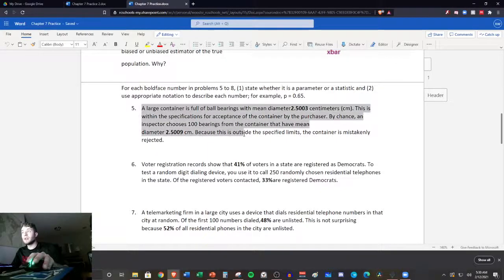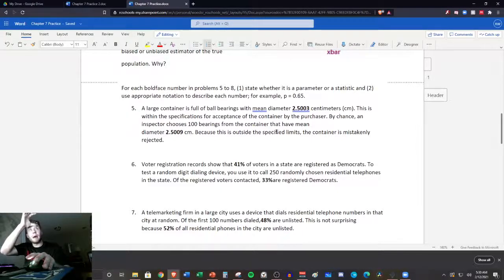So for this situation here, I just want to talk about this. This needs you to identify the statistic and the parameter. You have bold-faced numbers here in each setting. One of these is a statistic, one of them is a parameter, okay? Remember that parameters describe the population, statistics describe the sample. It says use appropriate notation.